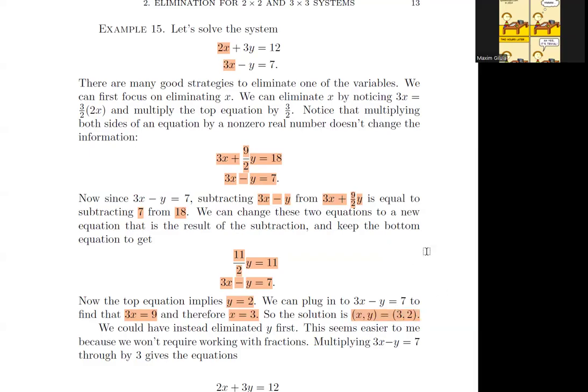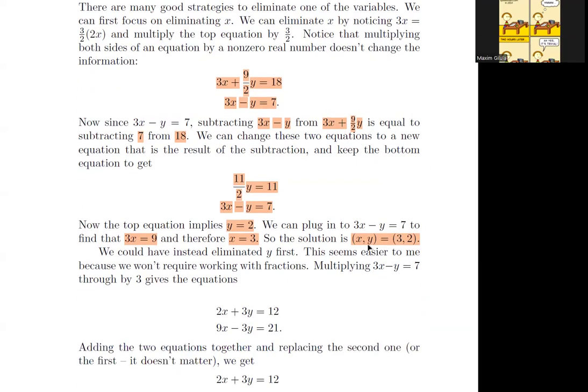That's one way of eliminating a variable. We eliminated x first and solved for y, but we could have eliminated y first. And this actually seems easier to me because we won't need fractions. If you multiply the bottom equation by 3 and replace it, so 3x becomes 9x, minus y becomes minus 3y, and 7 becomes 21. And now you have a 3y and a 3y in both equations.